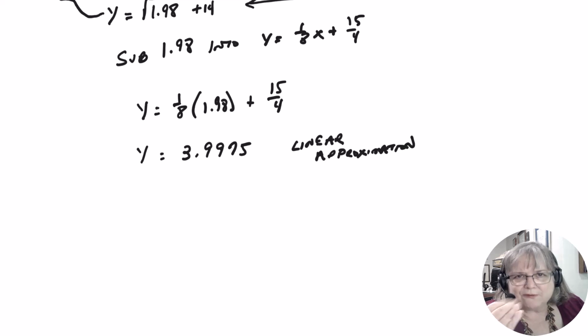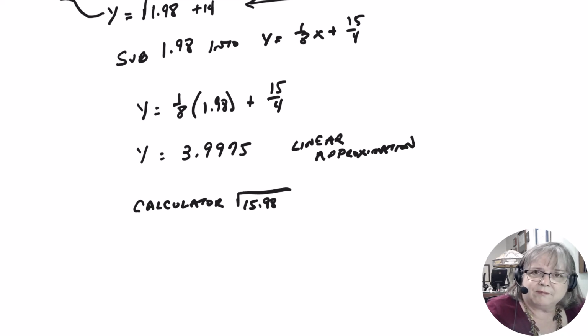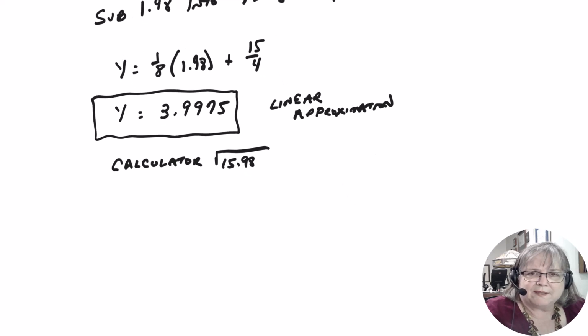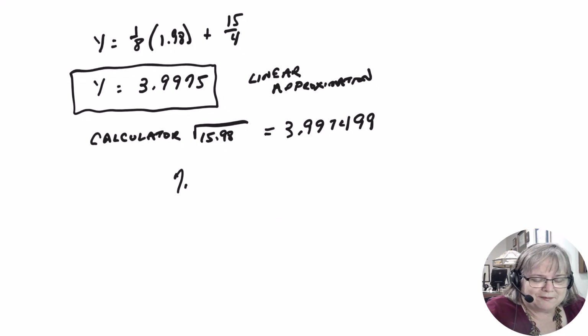But for right now, just for us, let's see what our calculator would have told us as the answer to the square root of 15.98. Okay, so we're just doing this for comparison. This would actually be the linearization value. But let's see how close we actually got. So the square root of 15.98 according to the calculator is 3.997499. And I'm sorry, but that's pretty darn close, right? I mean, isn't that really close? Let's do a percent error.